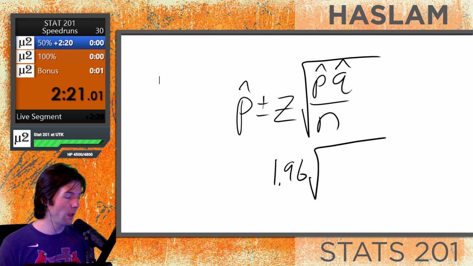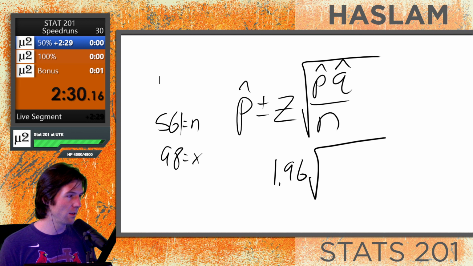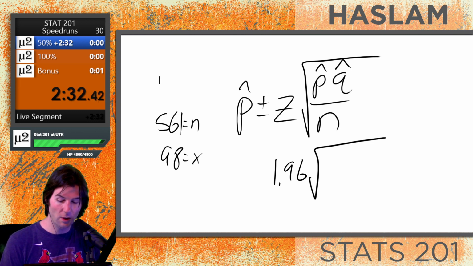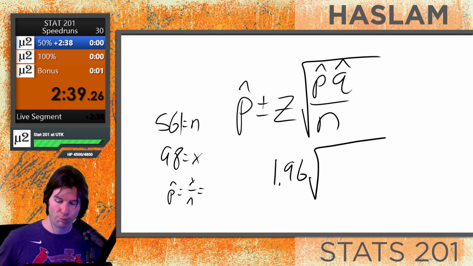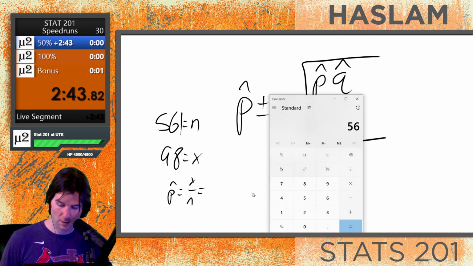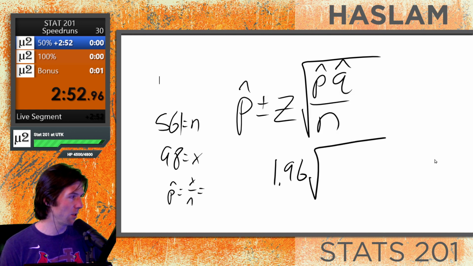From those numbers, what do we get? 561 equals n. 98 equals x. And we get p hat. So p hat is equal to x over n, which is equal to, what was that, like 18%? Oh, no. It's like 17.4. There it is right there. We're going to round that to 17.5 for the moment.